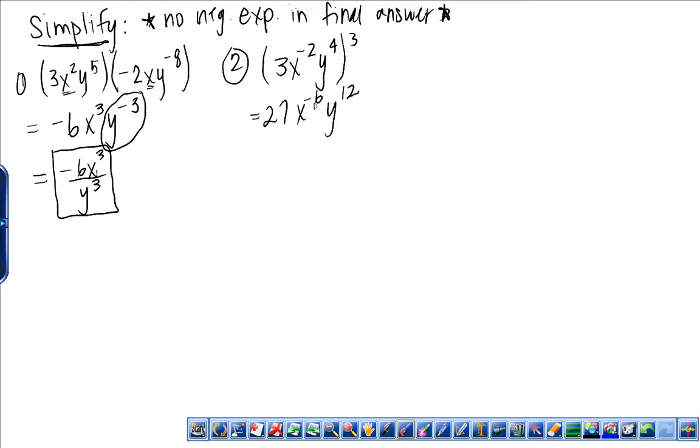And again, since I need no negative answers or exponents, this is the only one that's negative. Move that to the bottom of the fraction and you should have your final answer. So 27, y to the 12th, and put that over x to the 6th, and you have your final answer.